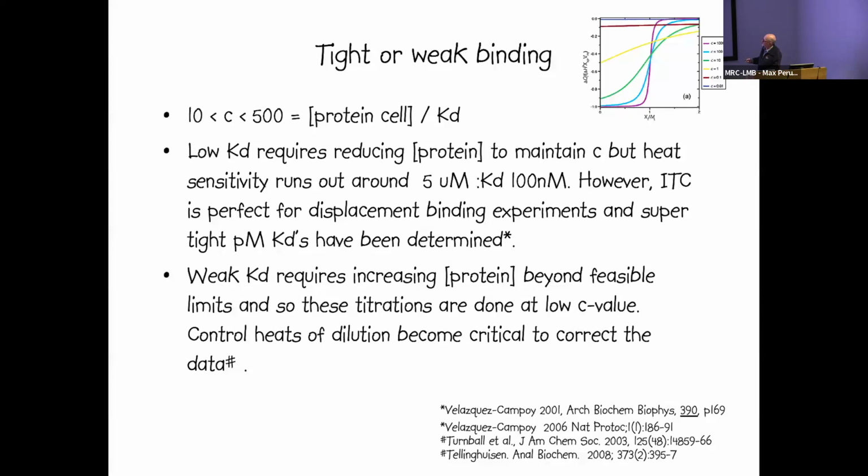Weak KDs would require increasing the protein concentration so that your C value doesn't become too small. And this would be beyond feasible limits, either for solubility or just being able to produce enough material. And so often these weaker binding experiments are done at low C values. In this case, the control heats of dilution are critical to correct the data. So if you're doing ITC, don't get too fixated on being exactly in the C value window. You can still get good data, but you may have to do additional controls. You may also have to do some constraining during the fitting.